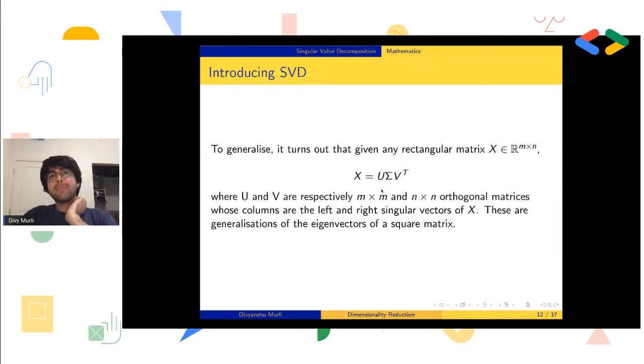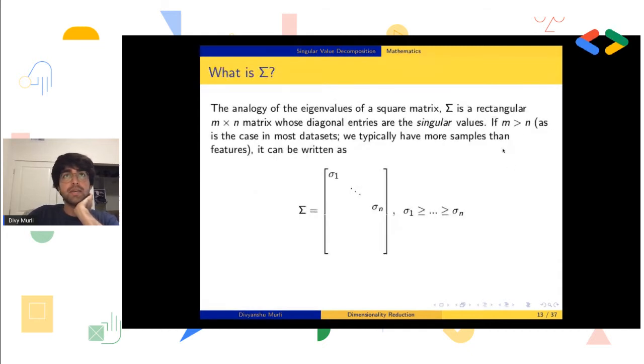But these matrices are orthogonal, and the middle matrix has the same dimension as the original matrix, and its form is also diagonal, but it's rectangular. So the diagonal values don't go from the top left to bottom right. It's also padded with zeros everywhere else.